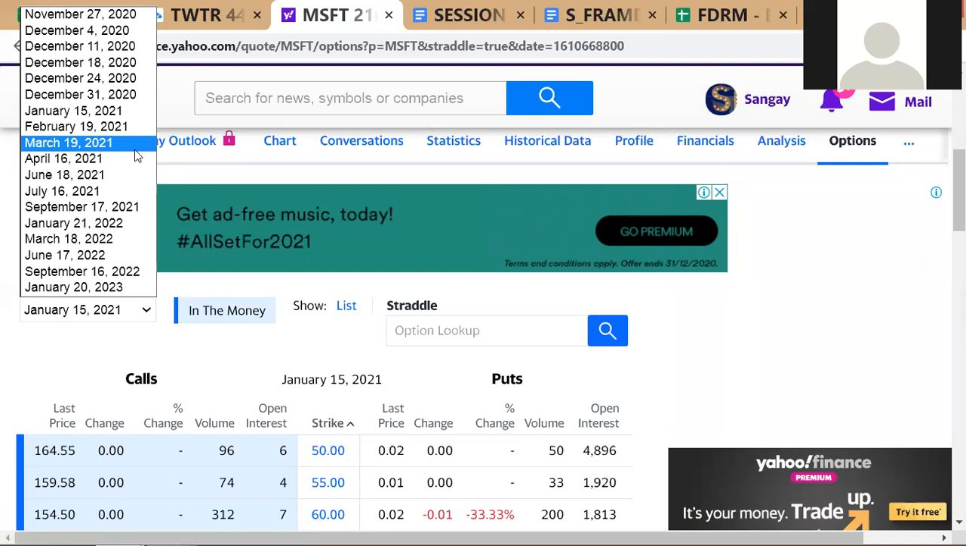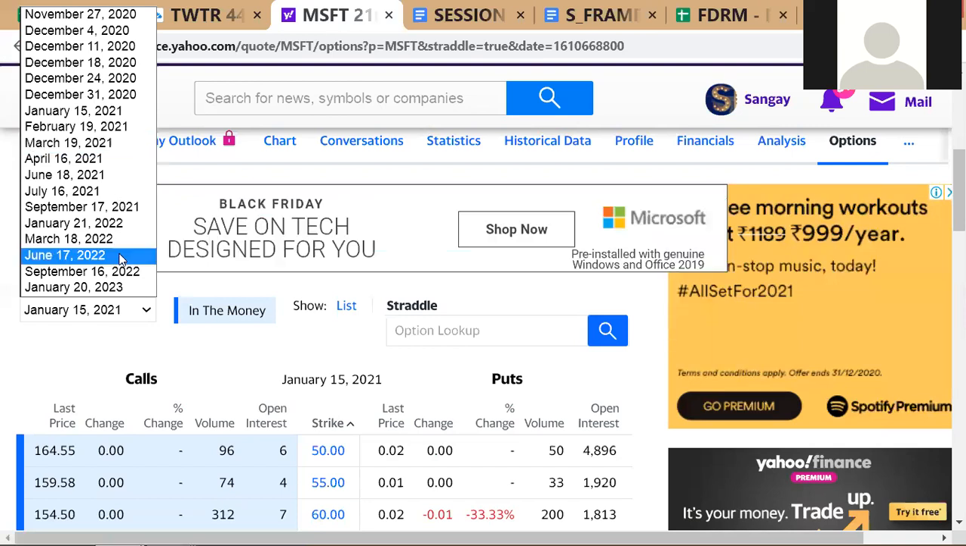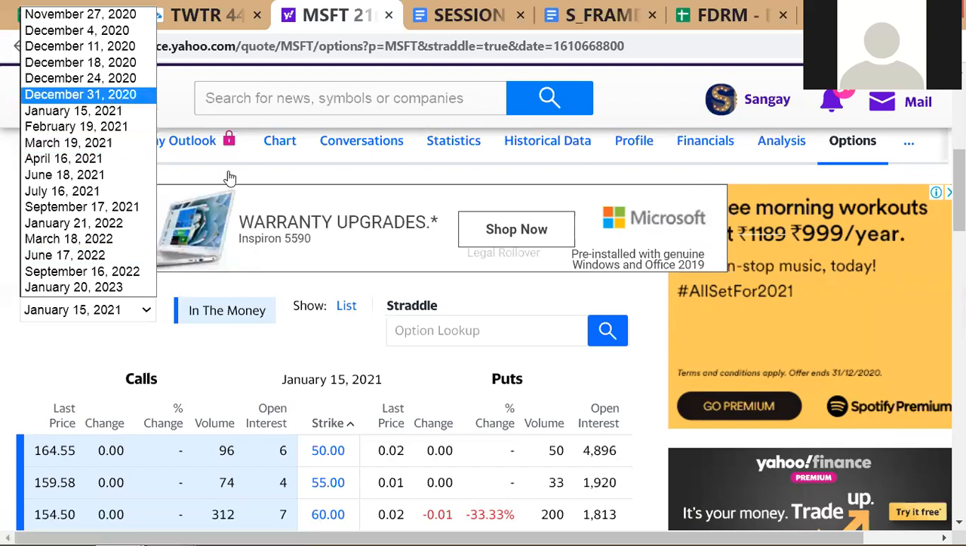So that guides you in the choice of expiration date. If you're a buyer, you try to go long term. If you're a seller, you try to go short term. Short term is ideally, yeah.